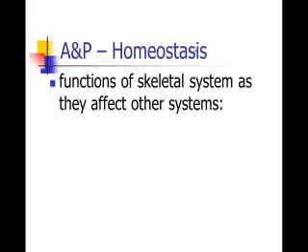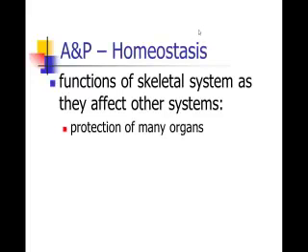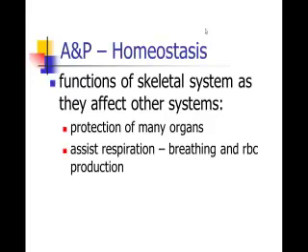For homeostasis, the skeletal system is functional in a bunch of ways, and it has effects with other systems. So the skeletal system can protect a lot of organs. We gave the example of the brain being protected by the skull. We also see that the skeletal system is going to aid in respiration. When we talk about this eventually, the diaphragm is responsible for most breathing, but when you're physically active, you use your thoracic wall and the ribs to help increase the exchange of gases between your environment and your lungs.